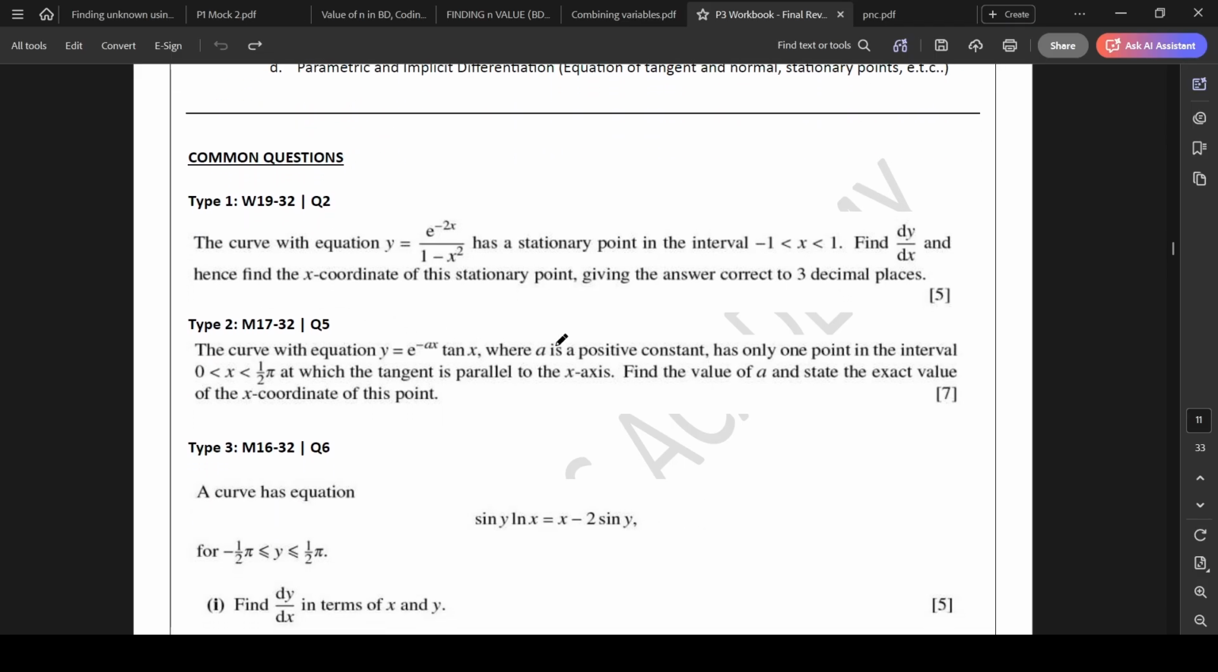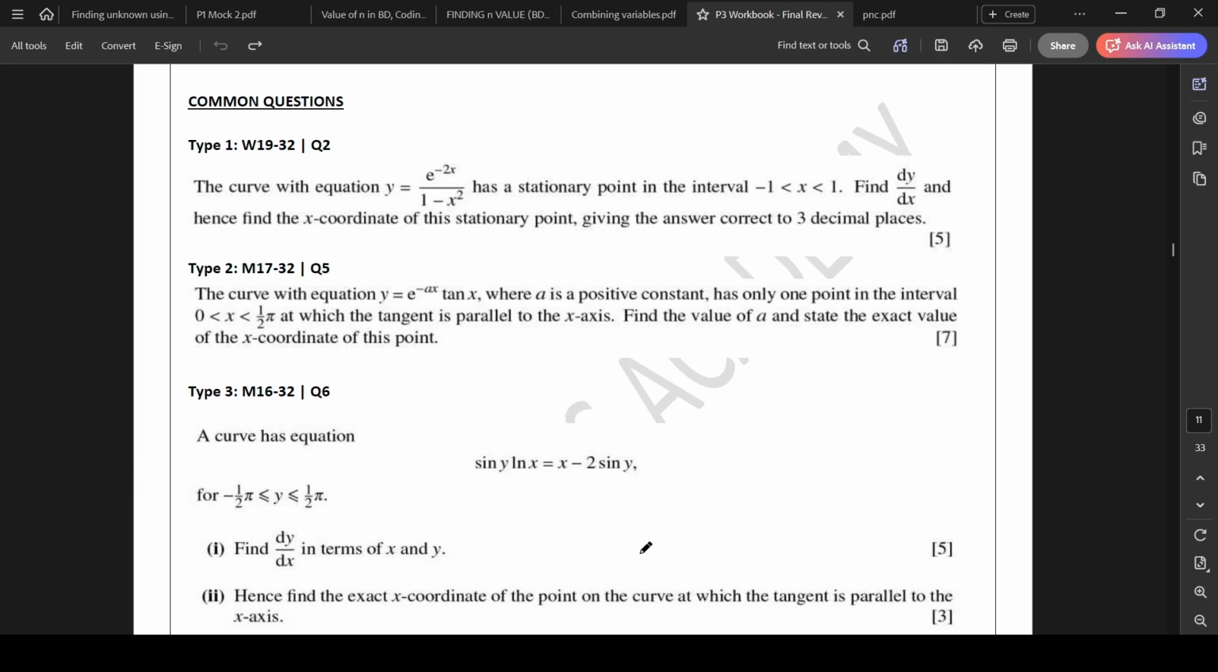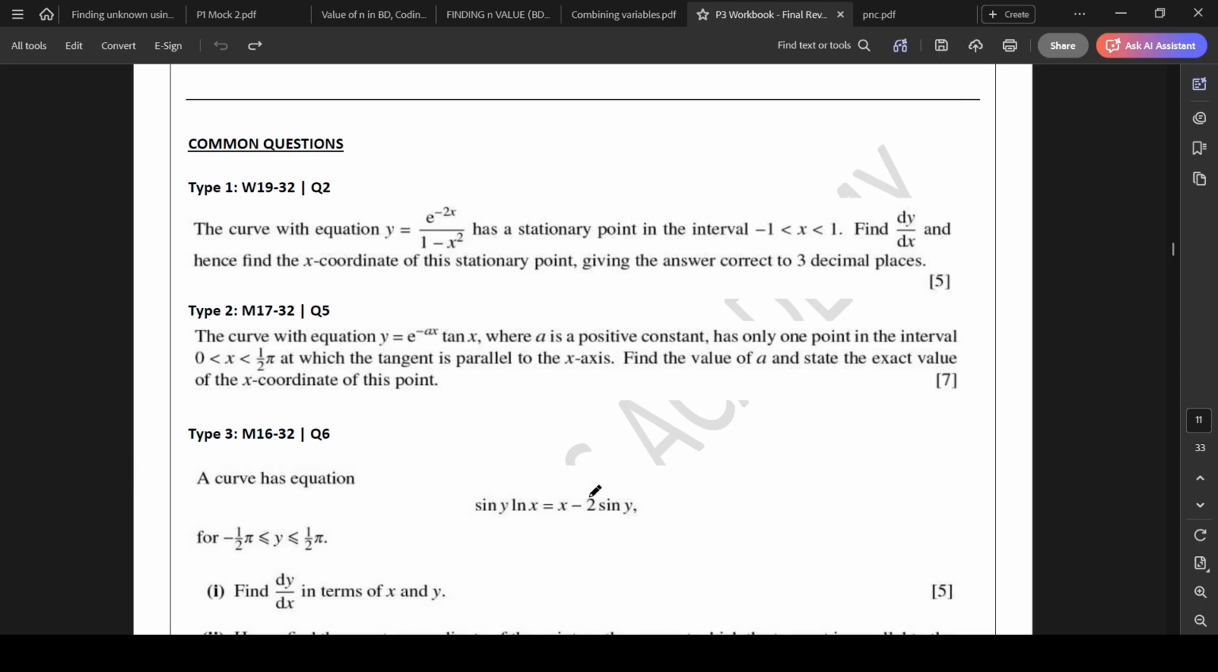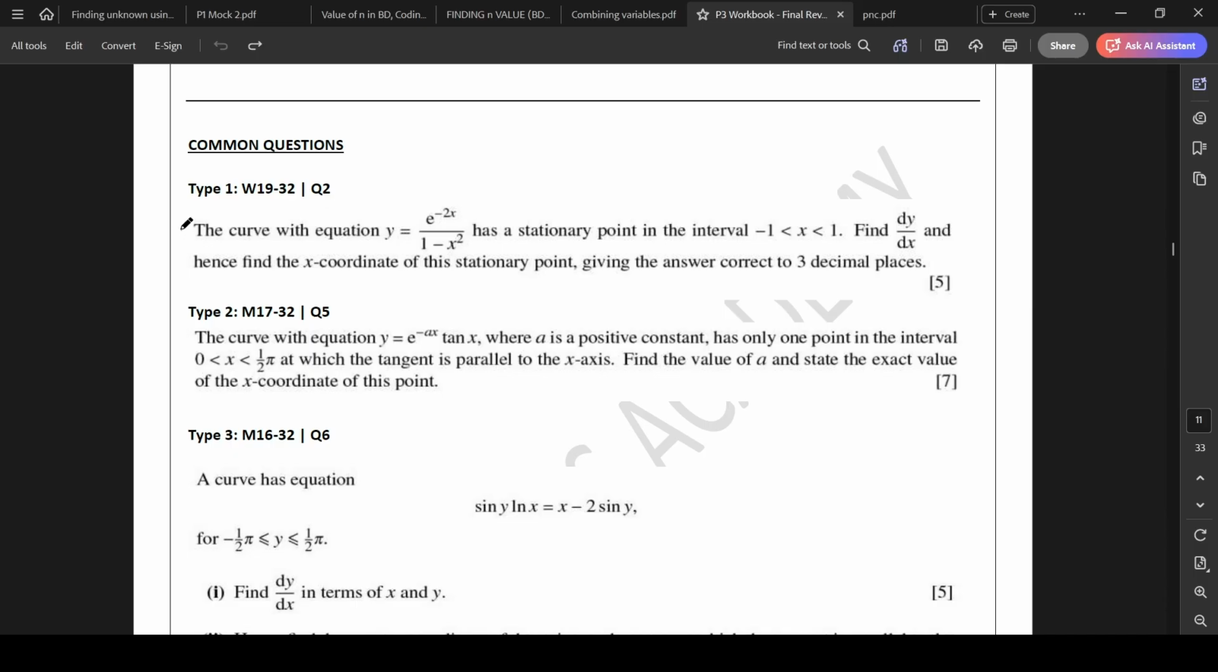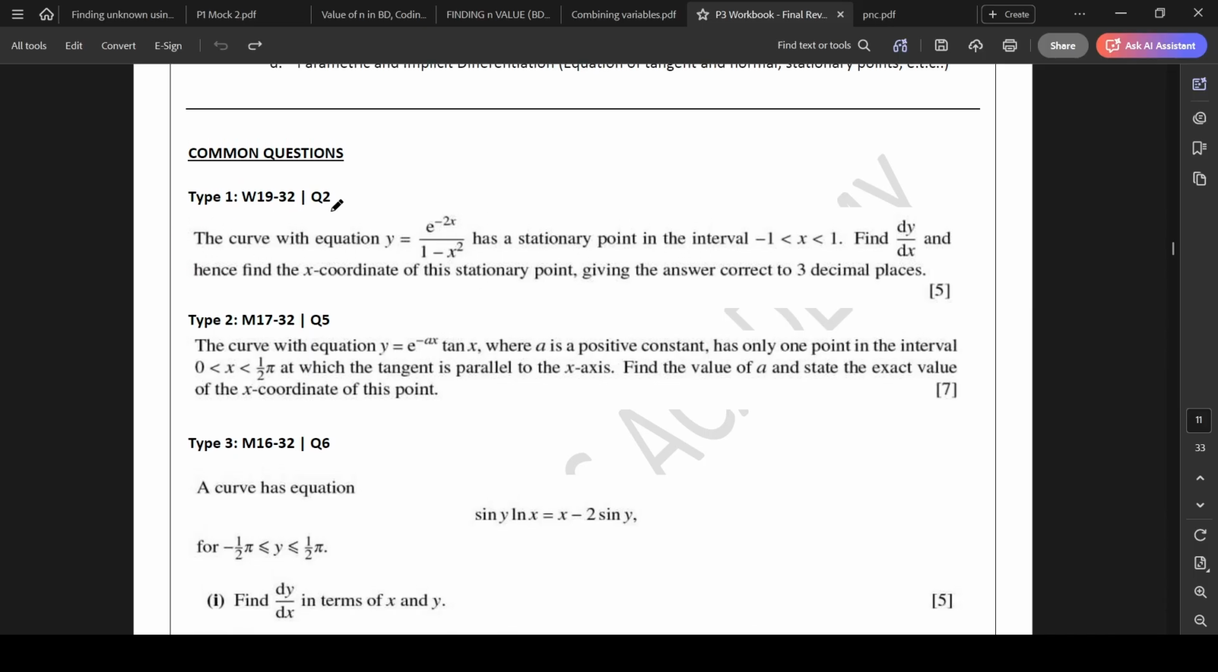You can see that I have not given any kind of space over here to solve, because the main aim is just to give you an idea of whether you are aware about this kind of questions or not, just by reading it. For example, if I read the type 1 question, I am given the equation of the curve, and I am given that it has a stationary point in this particular interval. Now I need to find my dy/dx and hence find the x coordinate of that stationary point, giving my answer correct to 3 decimal places.